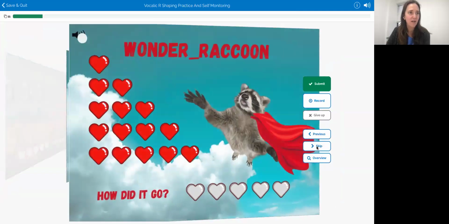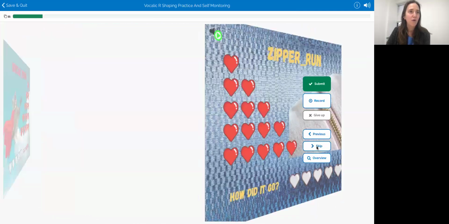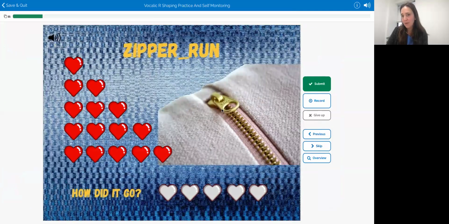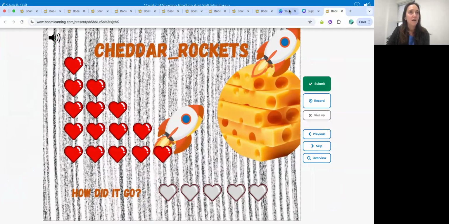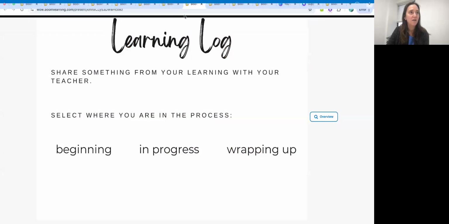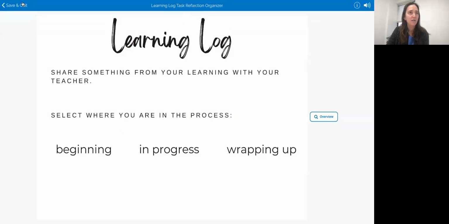That's the whole idea there, is that they go through a range of R shaping or vocalic R shaping activities and have to rate themselves. Okay. Another shaping activity or a reflection activity is this learning log.